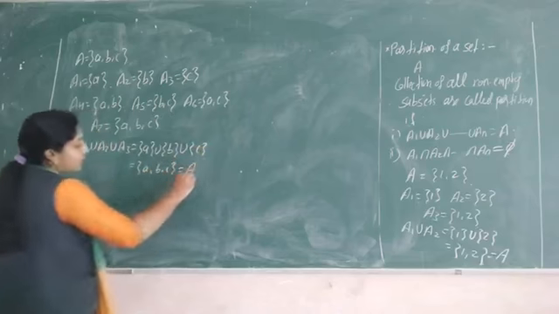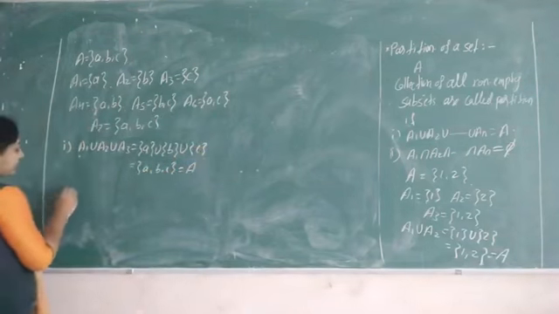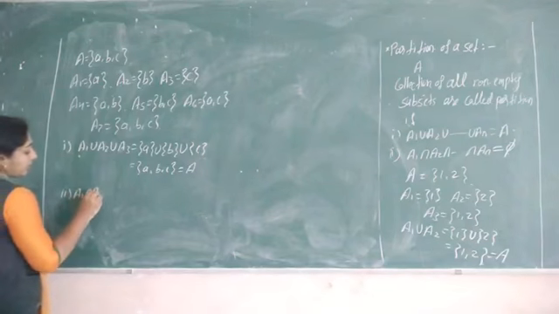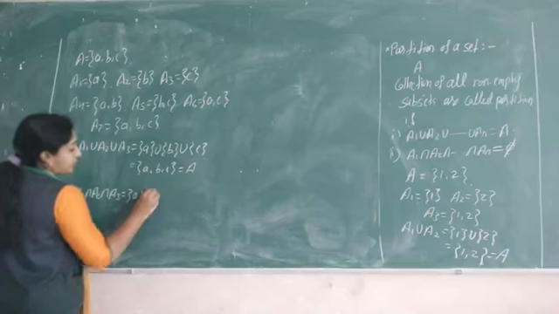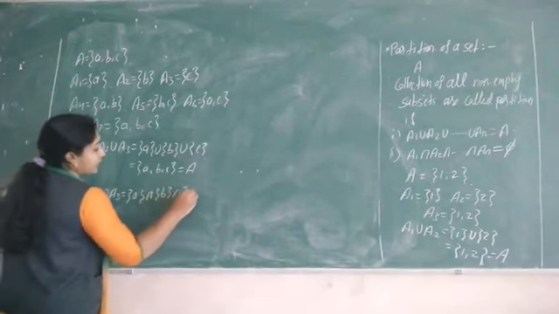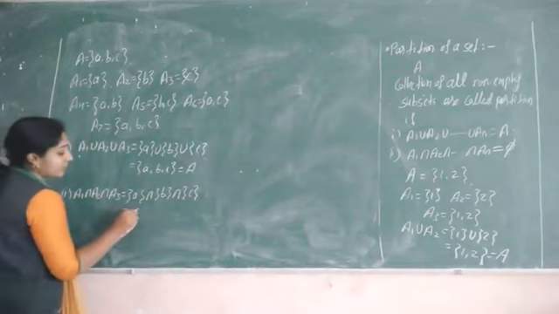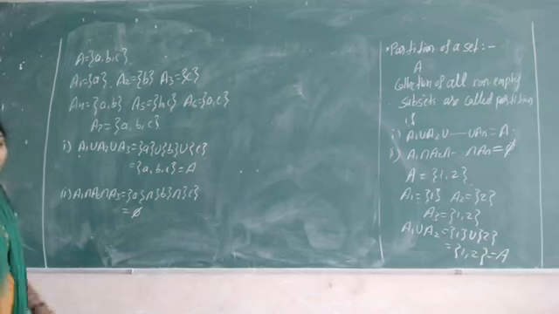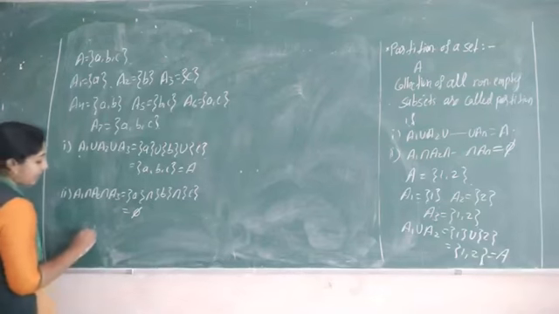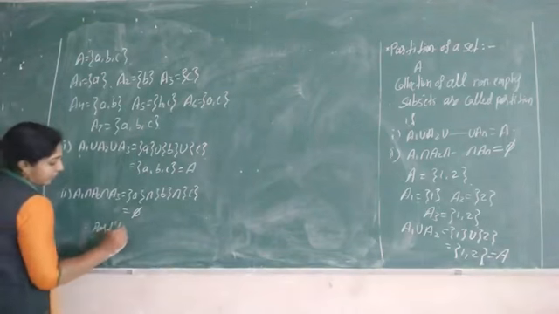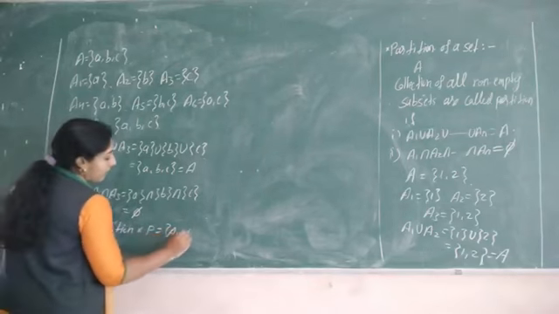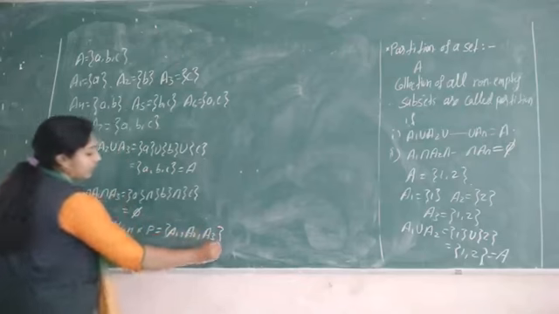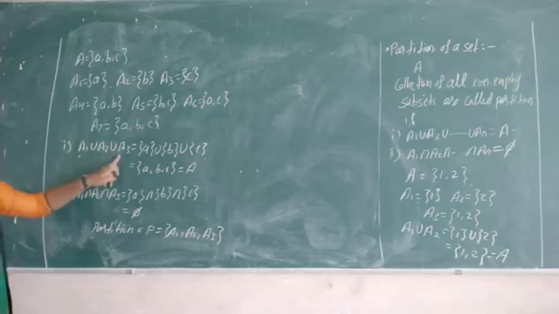That is the set A itself. Next, the intersection: A1 intersection A2 intersection A3, so A intersection B intersection C. There is no common element in all three sets, so this is empty. So this satisfies the first condition. Therefore the first partition, if you denote it P, is A1 comma A2 comma A3, because these three sets satisfy the conditions.